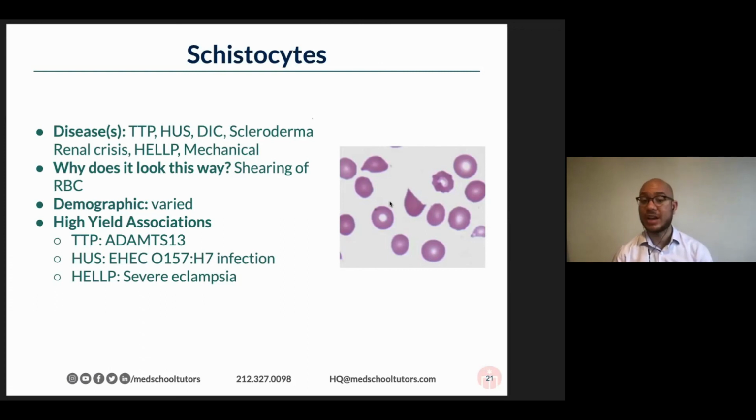And just as a shout out, I mentioned at the top of the presentation that a lot of these images are from the American Society of Hematology Image Bank, which if you just Google that, you'll see basically hundreds of examples of beautiful peripheral smears.